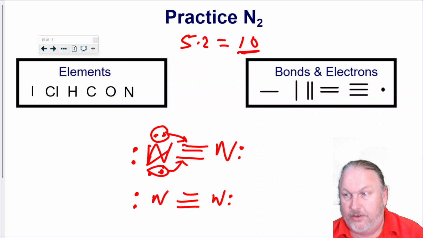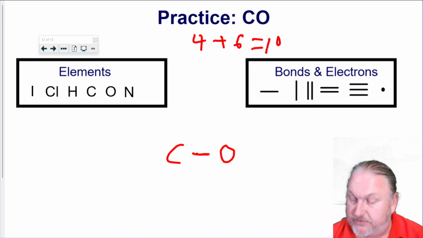Let's look at carbon monoxide. So carbon is 4, there's 1 of those, plus oxygen 6. That means 10. So we're doing carbon monoxide. All right, let's do carbon. There's oxygen. There's no central atom because there's only 2 elements. So let's start filling it up. We've only got 10 electrons to work with. So I'm going to put 2 right there, of course. 2, 4, 6, 8, 10.